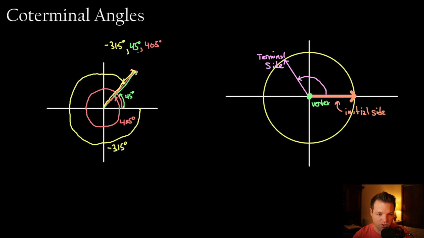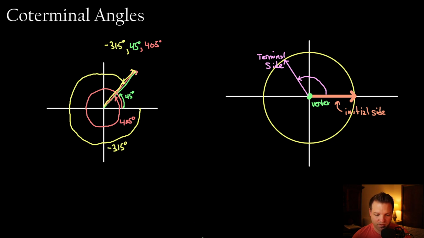So let's go ahead and check this out. The original was 45 degrees, and if I added 360 degrees, or one full rotation, then I got back to where I started. And if I subtracted 360 degrees, again, I got back to where I started.